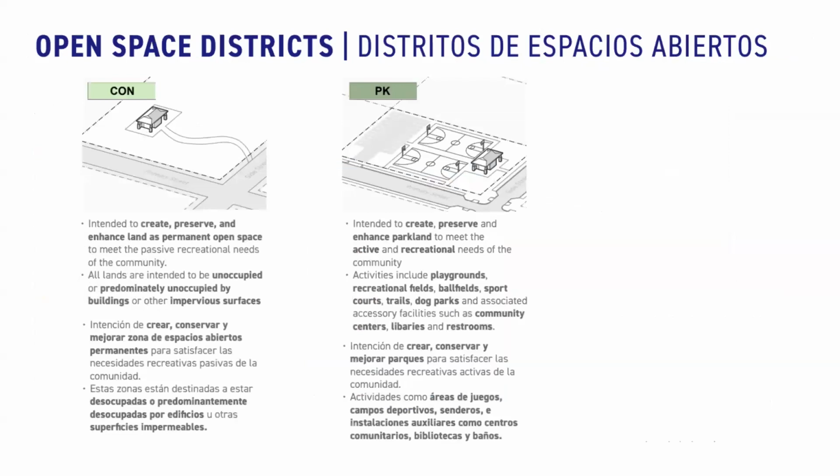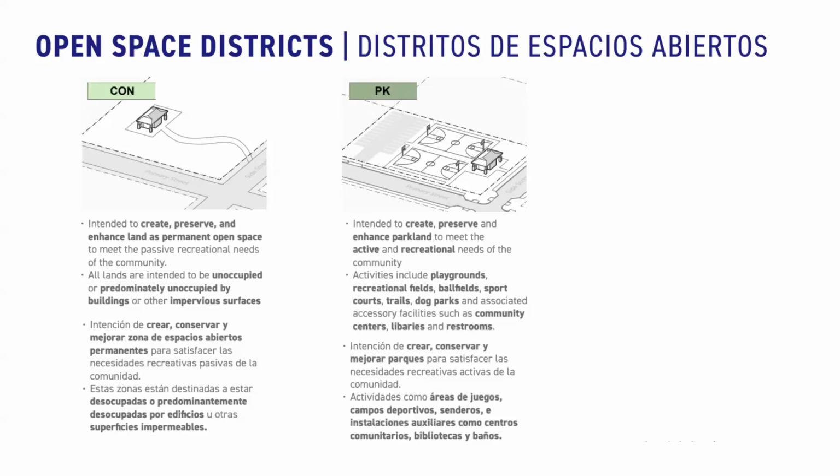So the last two districts that I'm going to go over with y'all tonight are the conservation and the park zoning districts. Essentially the conservation district is intended to create, preserve, and enhance land as permanent open space. This is less active in a way, right? This is more to conserve land. So you might see trails, you might see some buildings, but it's relegated to only, I think, 10% of the entire parcel. It's supposed to be predominantly unoccupied by impervious surface and things like that.